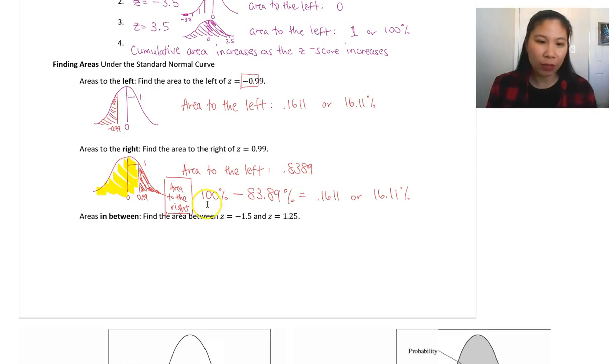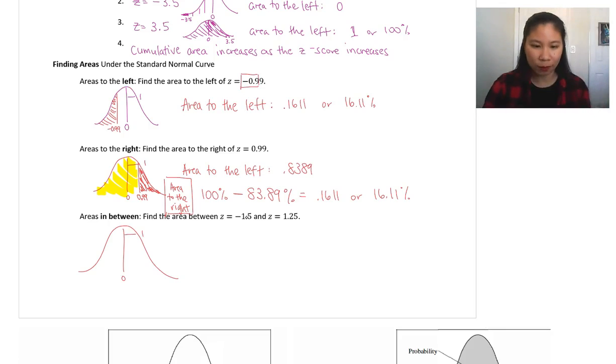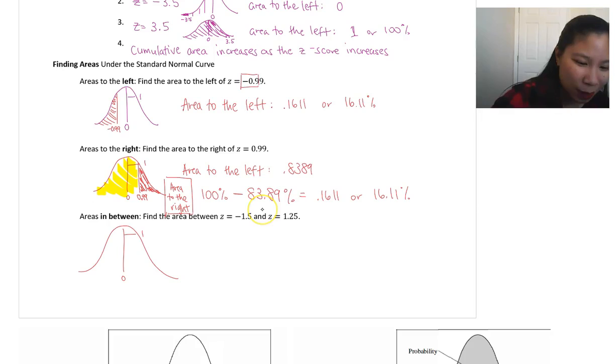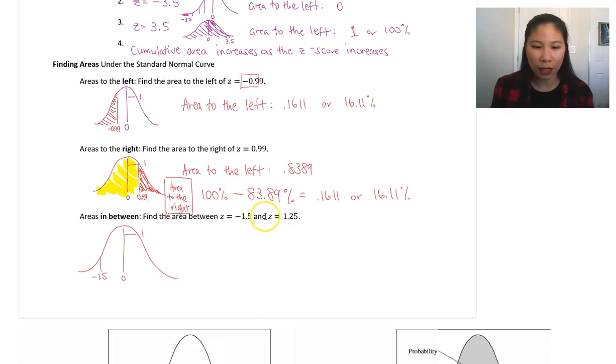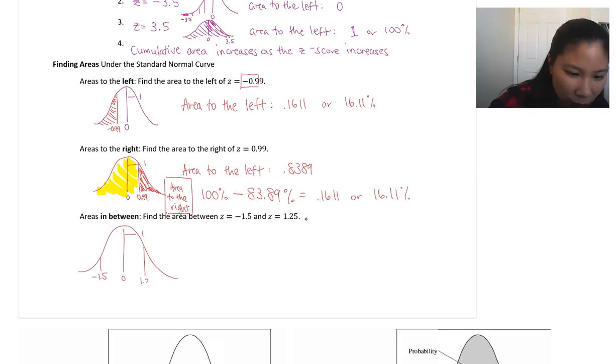Okay, the last situation I want to talk about is areas in between. When we talk about in between, they're going to give us two different z-scores. Let me draw this out first. If I draw my normal curve, the middle is still 0, standard deviation is 1. We're looking for the area in between a z-score of negative 1.5, which means I'm over here somewhere on the left because it's a negative number. And then the other z-score is z equals 1.25, so that's positive, somewhere over here. And we're looking for this middle section.